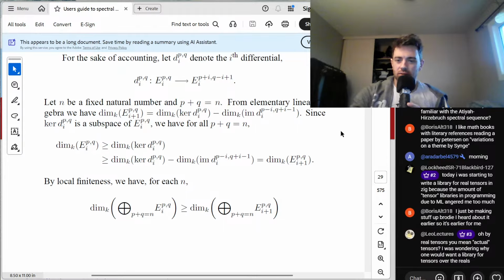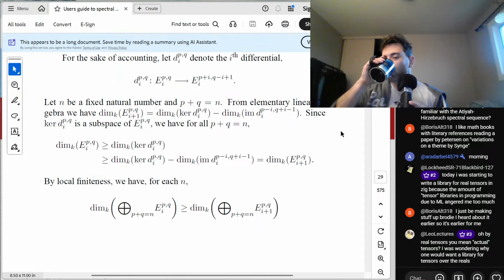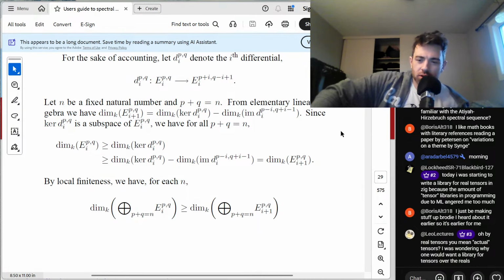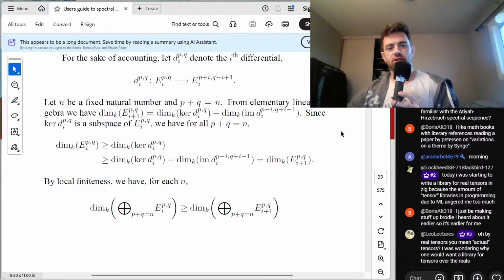Oh, by real tensors, do you mean actual tensors? Why wouldn't you want a library of tensors over the reals?